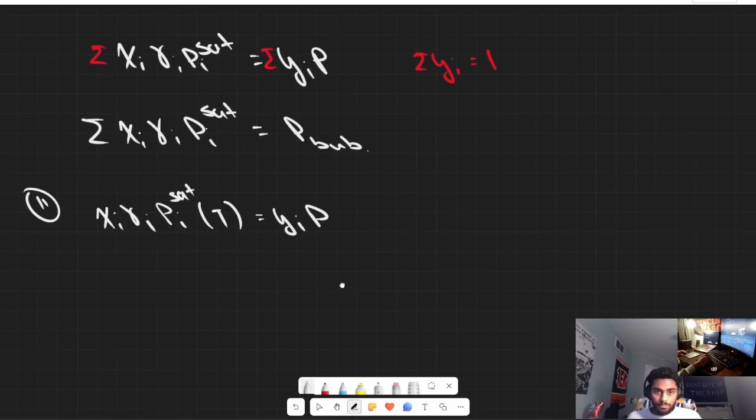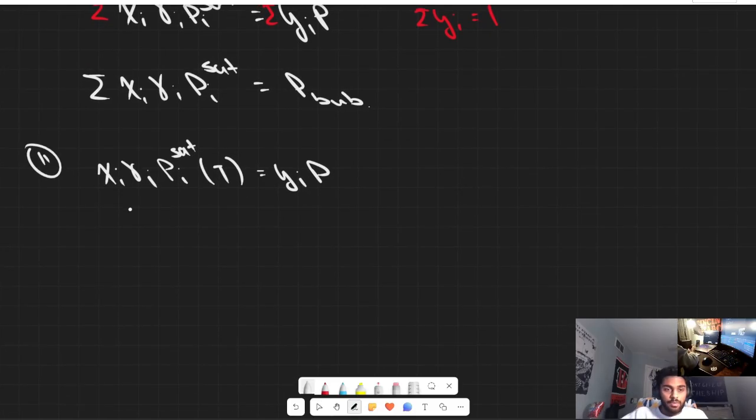So, to summarize, basically what we are trying to say, Pi sat T minus, so remember we do our summation here, cross this out, that's 0.